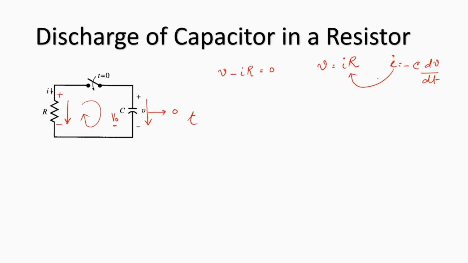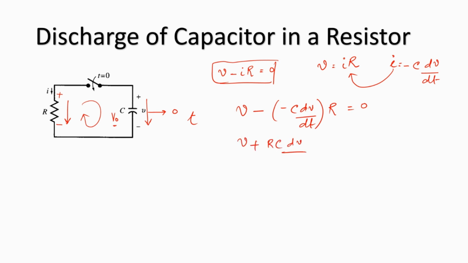So I'm going to just keep it as this equation and replace it. And I'm going to say V is V minus of minus C dV by dt into R is equal to 0. So the minus goes and we get V plus RC dV by dt is equal to 0. So now I have a linear differential equation over here, and it is going to have two solutions.